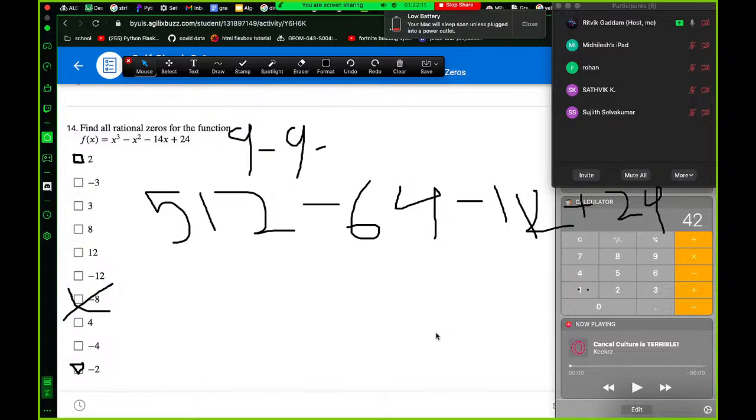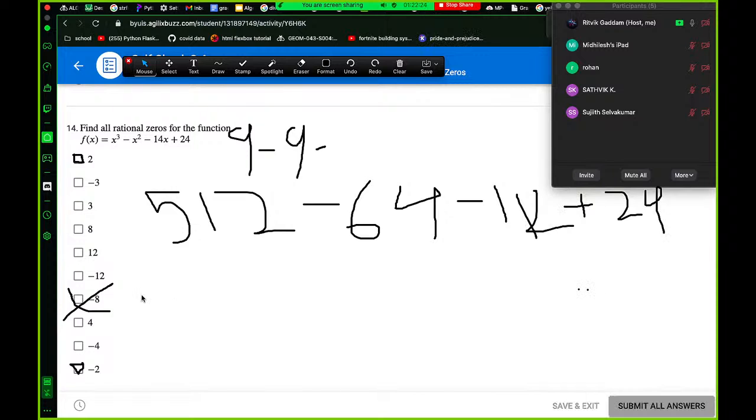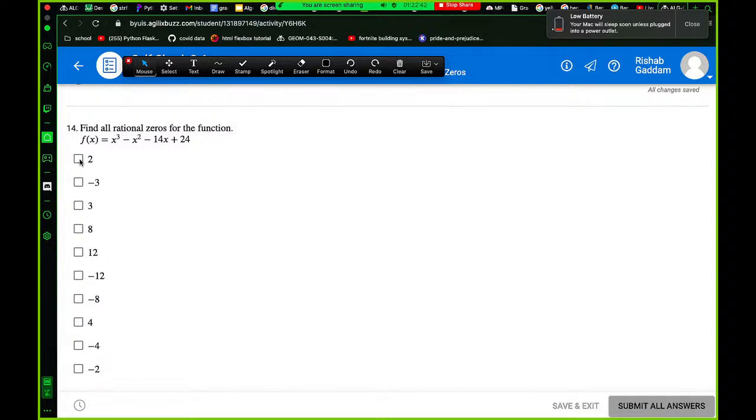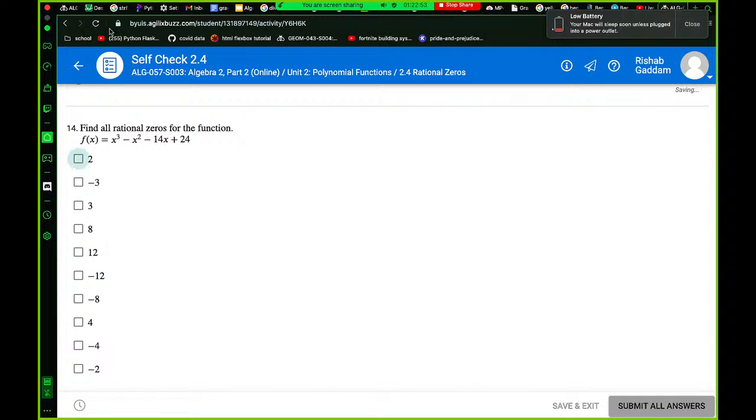So I'm pretty sure the only thing that works is 2. And I don't know if negative 2 works, so let's try negative 2. So negative 2 cubed, that's negative 8. Negative 2 does not work. Okay, so the only thing I'm pretty sure that works is 2. So that's basically how you use this. It's pretty easy to understand, I guess. It should be easy to understand, at least.